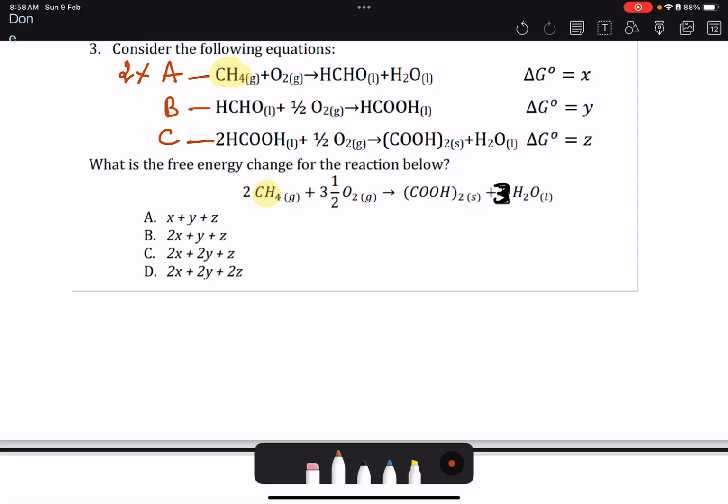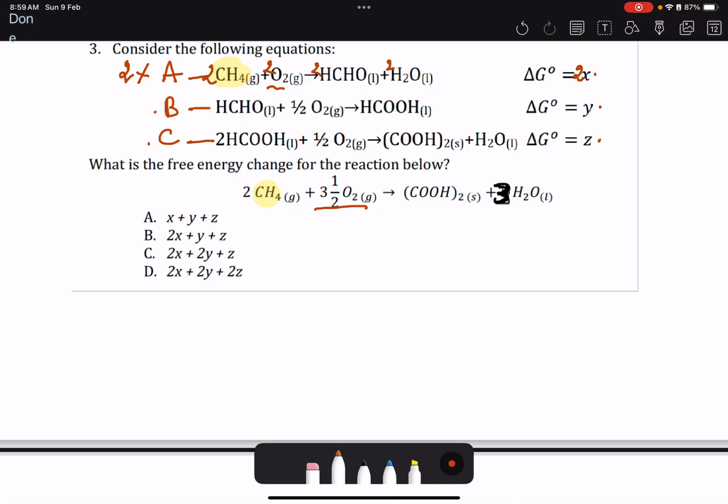If you look at the answer, this is a multiple choice answer. They just want to find out the new delta G in the form of X, Y, and Z. So I'm multiplying all of equation A by 2, so X is going to be multiplied by 2. Next, 3 and a half O2, 3.5 O2. So first of all, I have here 2 O2 from equation A, and I need to multiply either B or C by 2 in order to have 3 and a half O2.